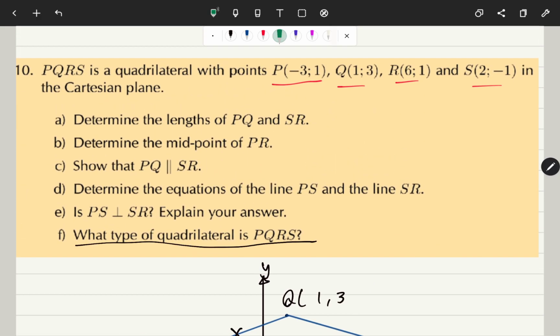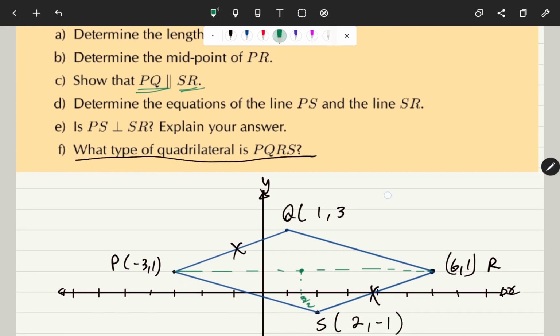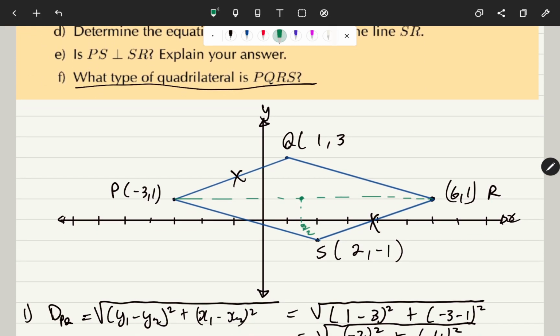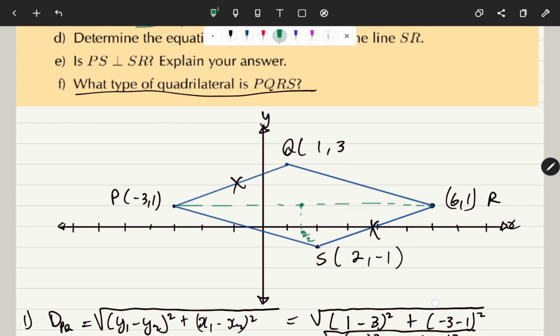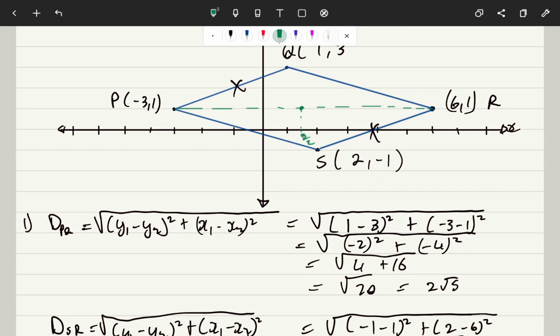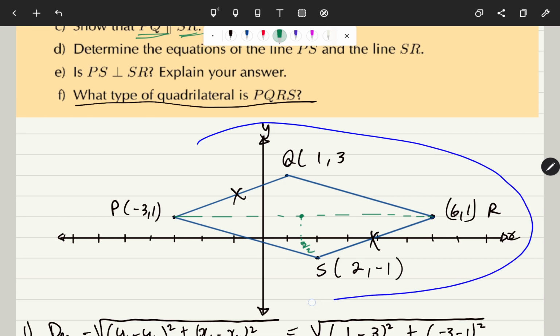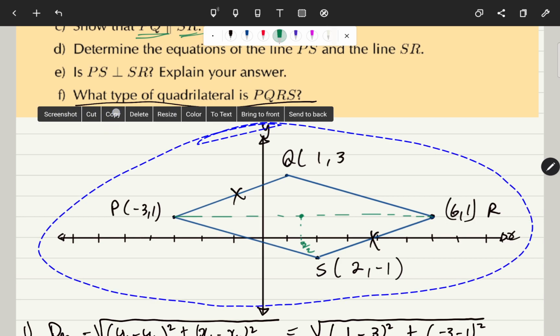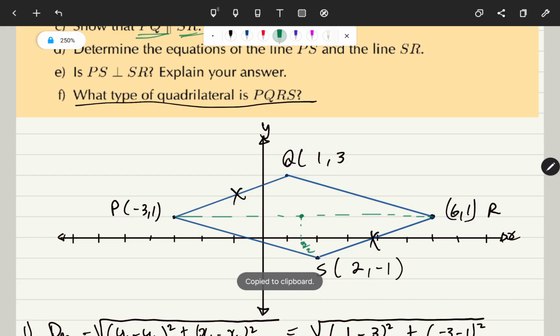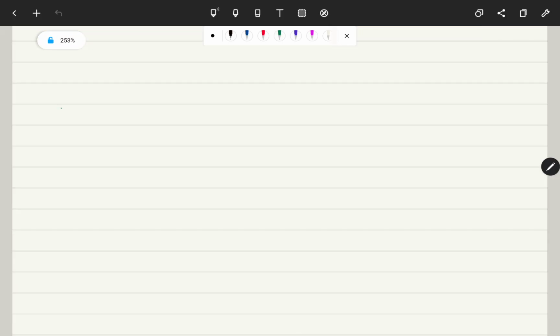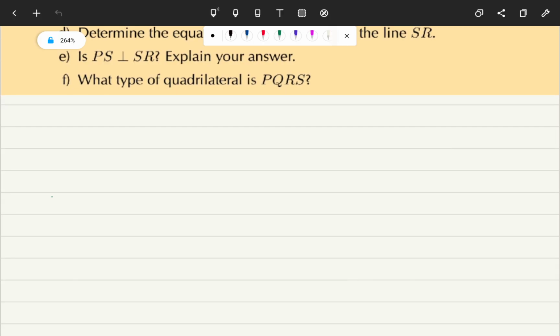It says show that PQ and SR are parallel. Yeah, so PQ and SR, firstly we did calculate the distance, and the distances were the same. Now they say we must show that they are parallel. So I'm going to copy this diagram, hopefully it will help me not get lost at all. So let's see the next page. Paste.